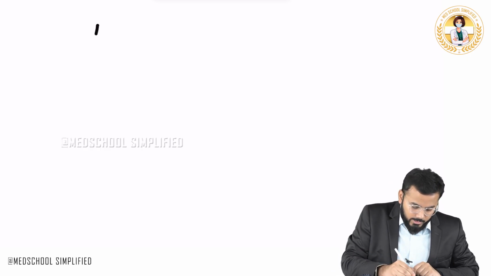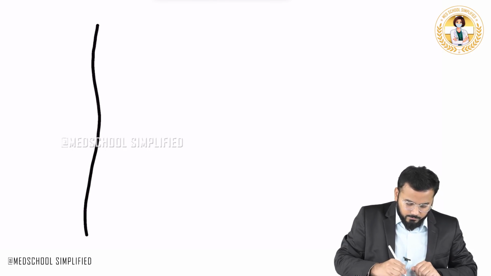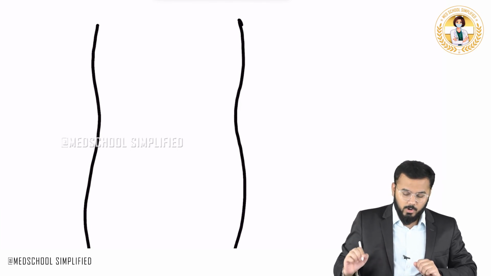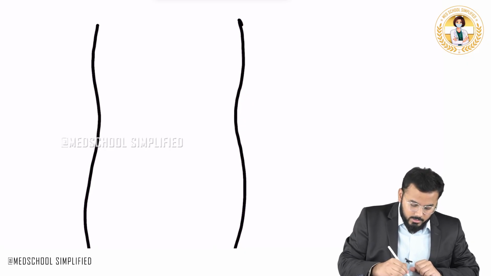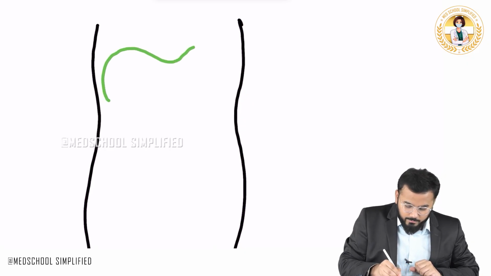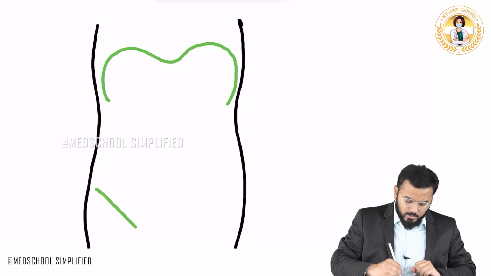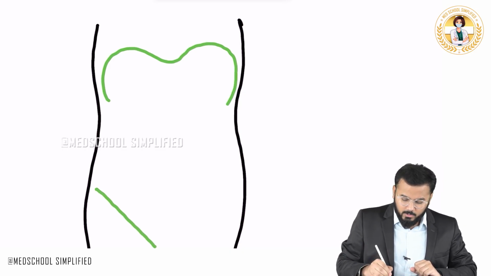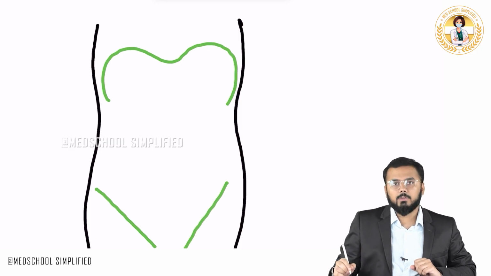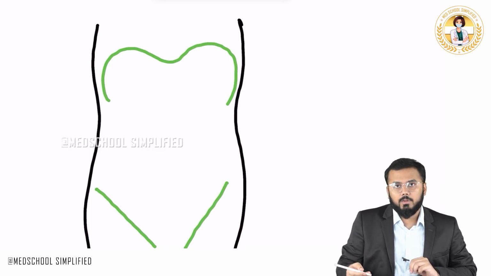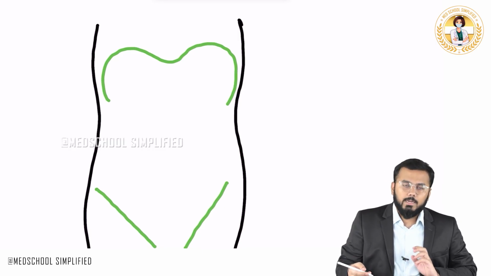Okay, so let us say that this is your body wall surface, and all of you know that here you have got your diaphragm. This is your diaphragm. Here you have got your inguinal region, the right inguinal ligament as well as the left inguinal ligament. Now this center part is called the abdomen. Now this abdomen is divided into 9 boxes.